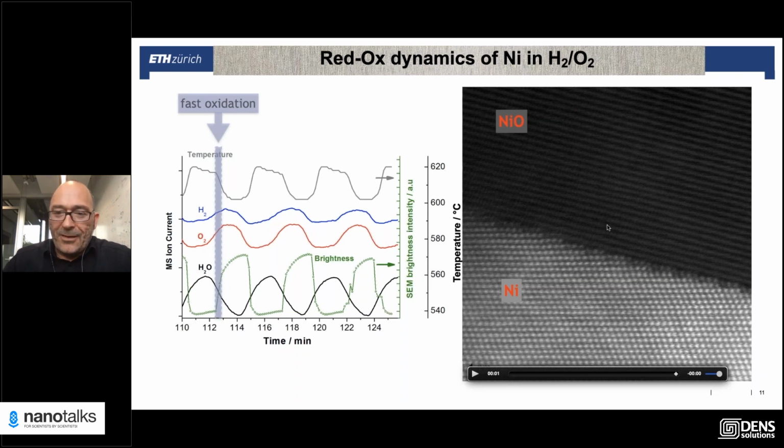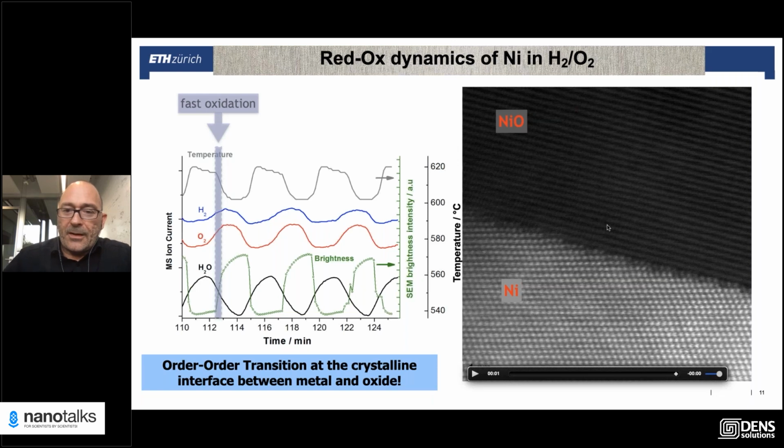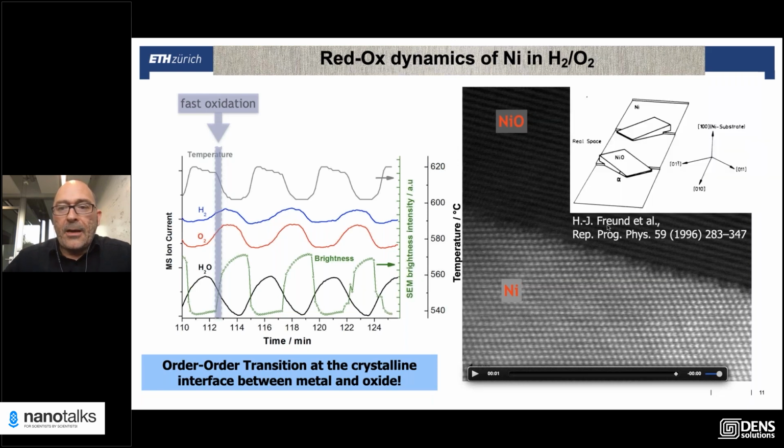And it was nice to see that the earlier studies of Hayo Freund in Berlin under model conditions, under nearly UHV conditions, they studied the oxidation of nickel, and they saw similar ordered transitions and also tilted grain orientations. And that is beautiful because we have studied under conditions where water was formed, where hydrogen and oxygen were there simultaneously, but the elementary step of oxidation seems to be similar as if there was only oxygen.